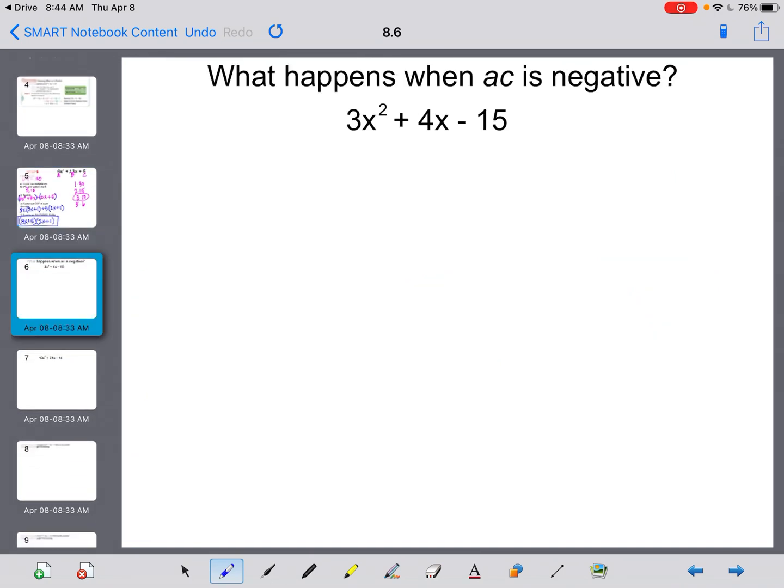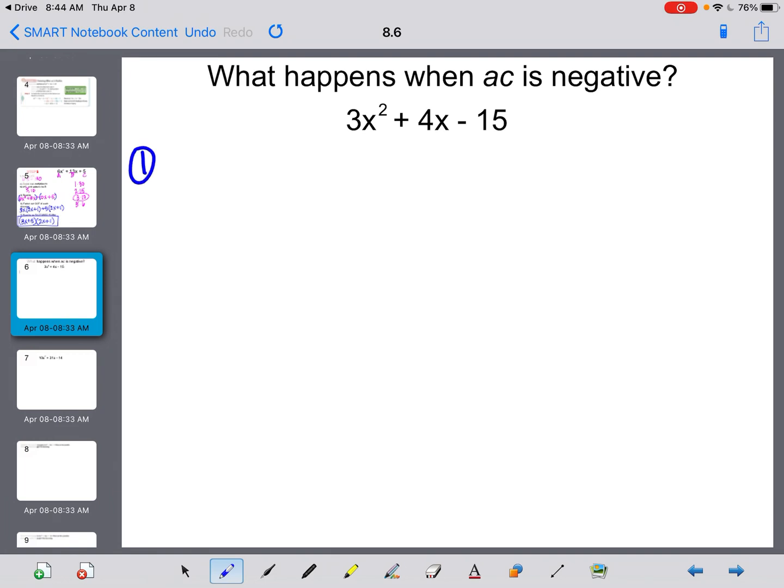Okay, what happens if when you multiply a times c you get a negative number? Nothing different than what we did in 8-5. We just have to then be able to find numbers that multiply to be negative but add to be positive, or vice versa. So we'll do this one together and then I'll let you try a couple on your own. Still the same steps, however.